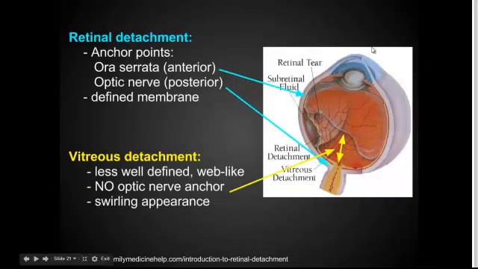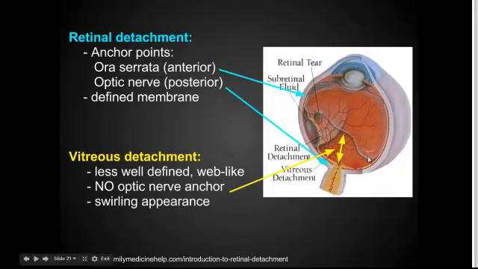So just to go through these two differences again, with the retinal detachment, you're going to have a really nicely defined membrane where that retina is coming off. It's very easy to see. The other major thing is that there are 2 anchor points that the retina has. One is at the ora serrata. It should be the anterior up here. And the other is right at the optic nerve. So you should see the flap coming across here, but you shouldn't see anything lifting off over the optic nerve itself. That's in contrast to vitreous detachment, where there is no optic nerve attachment.